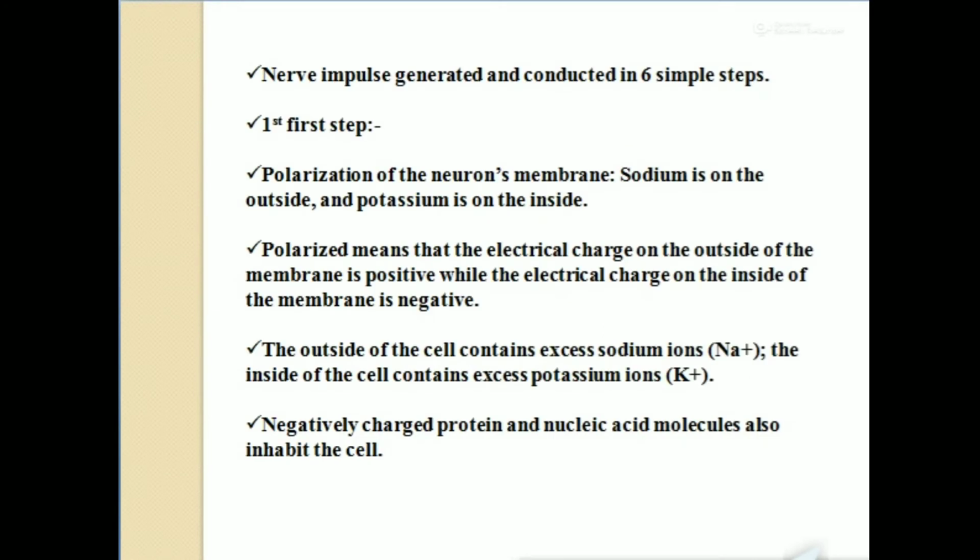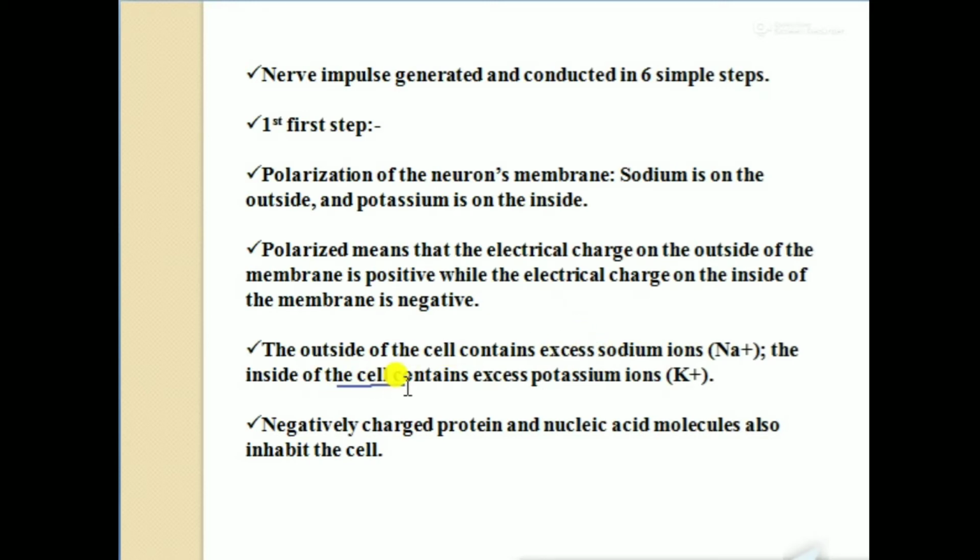What is the first step? It is the polarization of the neuron membrane, where the sodium is on the outside and potassium is on the inside. Polarized means that the electric charge on the outside of the membrane is positive, while the electric charge on the inside of the membrane is negative. The outside of the cell contains an excess amount of sodium. We already described why the sodium present outside is very high.